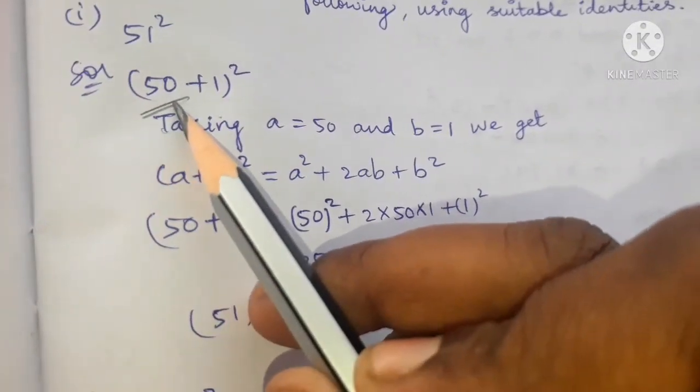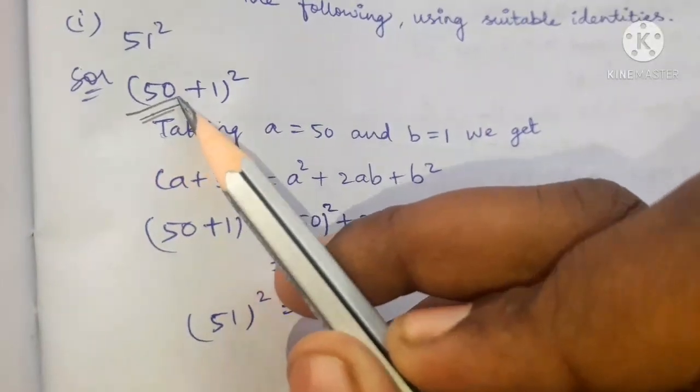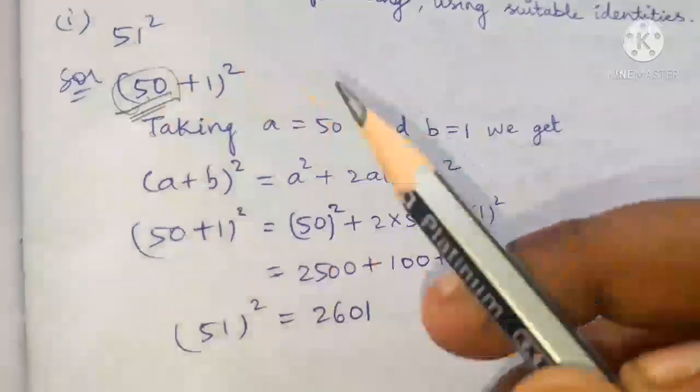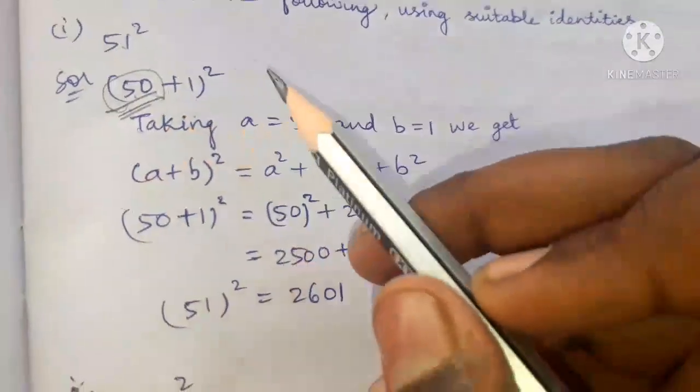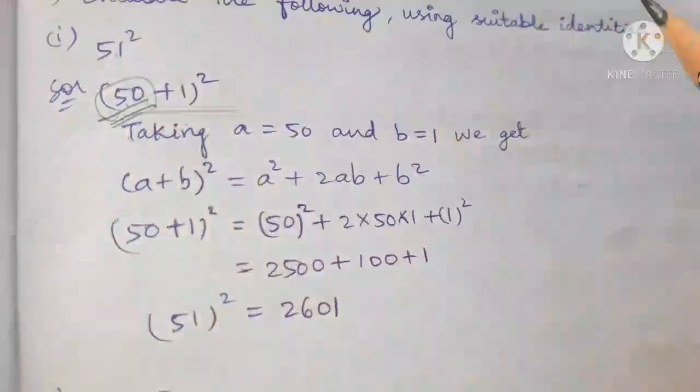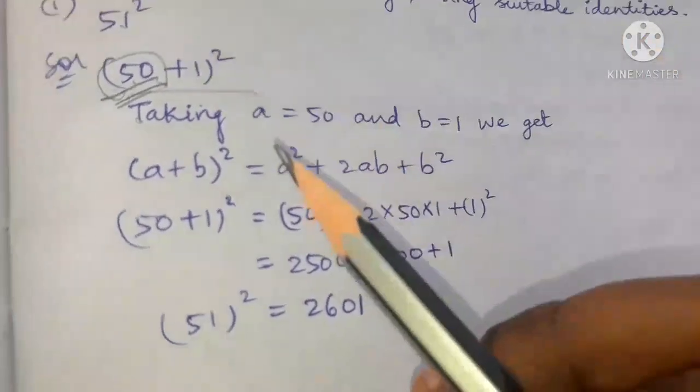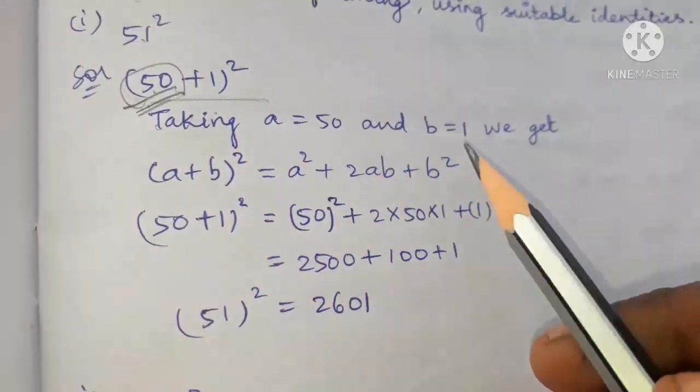There only you can convert 51 into 50. That is the nearest tens to 51. 50 plus 1 whole square. This is also equal to 51 square only. Okay. Now we'll take a as 50 and b as 1.